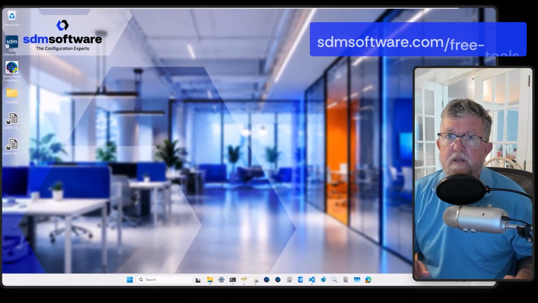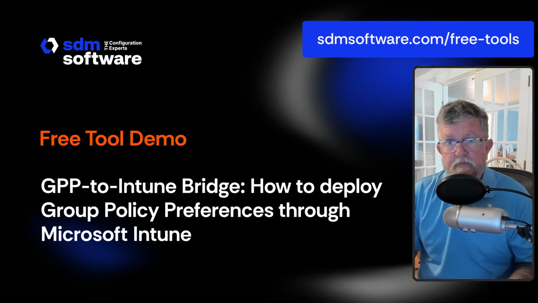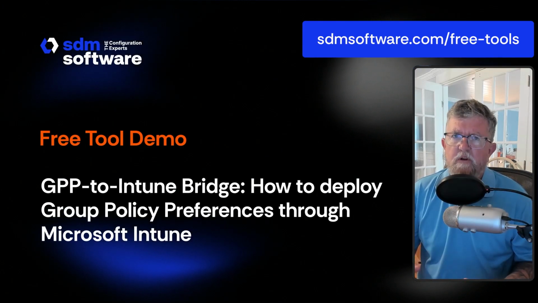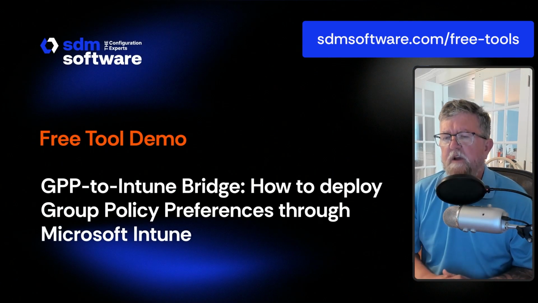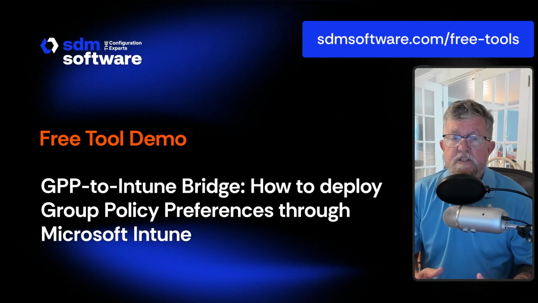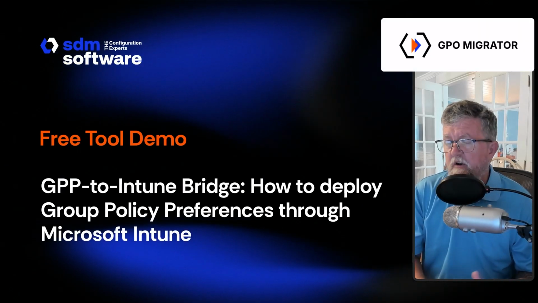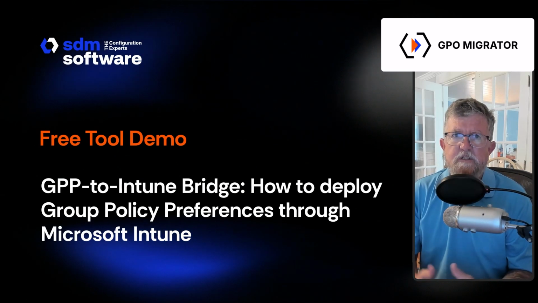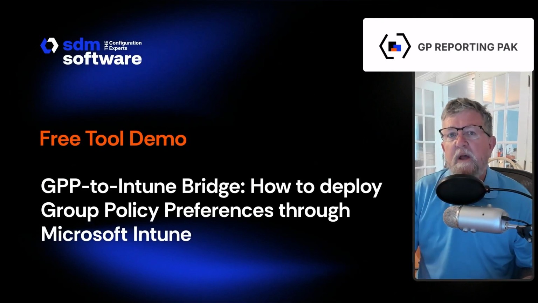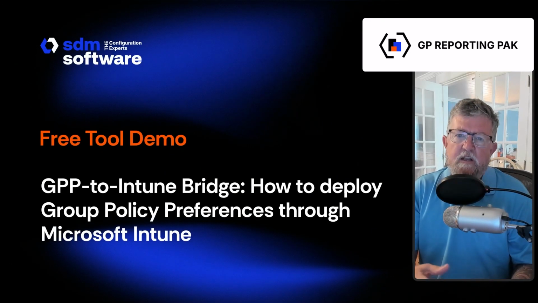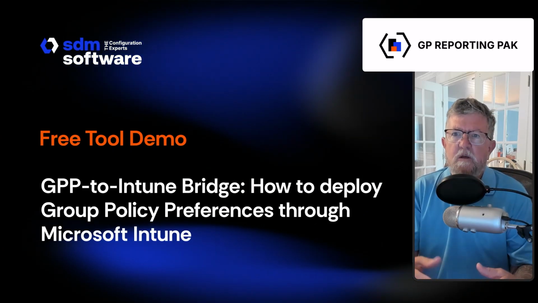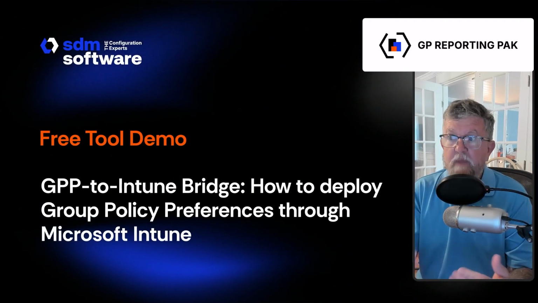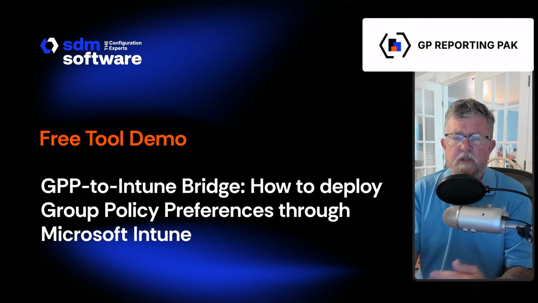So using GPP-to-Intune to bridge the gap, to move your GP preferences, to capitalize on that previous investment in preferences, is just one part of the journey. There's obviously a ton of other artifacts that need to be migrated. Please check out SDM Software's GPO Migrator. And to prepare for migration, to clean up your environment, ensure you have a good understanding of your estate, check out GP Reporting Pack. The Reporting Pack has a rich set of capabilities to not only run reports, but to do inventory and analysis of your group policy environment, to make informed choices, find duplicates, conflicts.